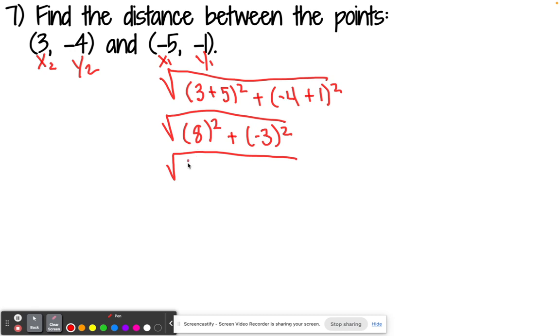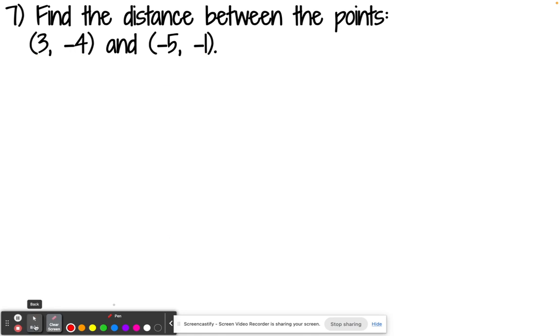Eight to the second power is 64. -3 to the second power is 9. So the distance between those 2 points is the square root of 73, which is going to be a little more than 8, less than 9. 8.54 approximately. Not exact. It's rounded. Last example.